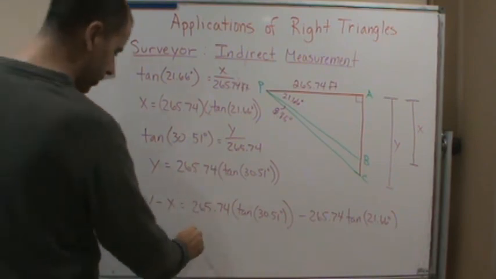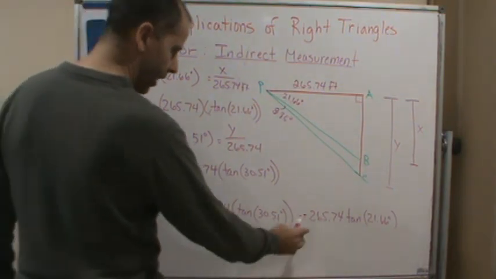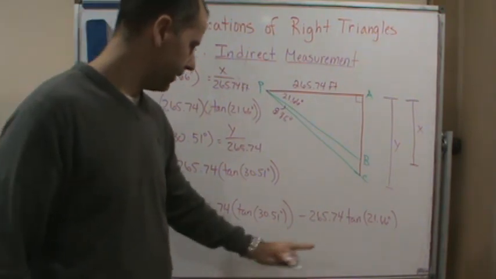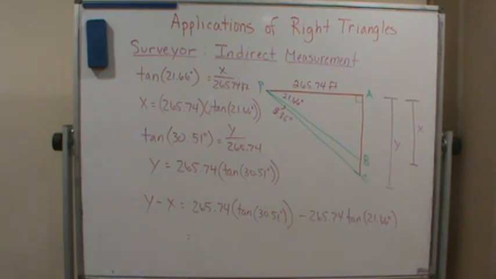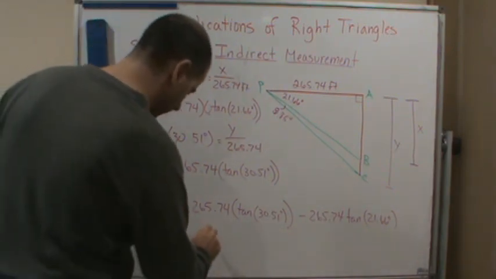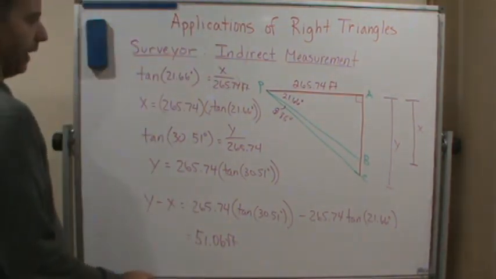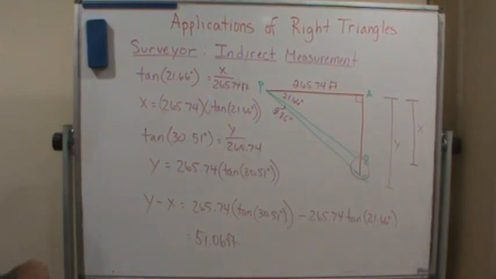Now at this point, you just stick it in your calculator. You could factor, but I would just put this in your calculator and store it, then put the other in and subtract the two. When you subtract those two values, you get approximately 51.06 feet. That represents this distance from B to C. And that's how you would do indirect measurement. Have a good day.